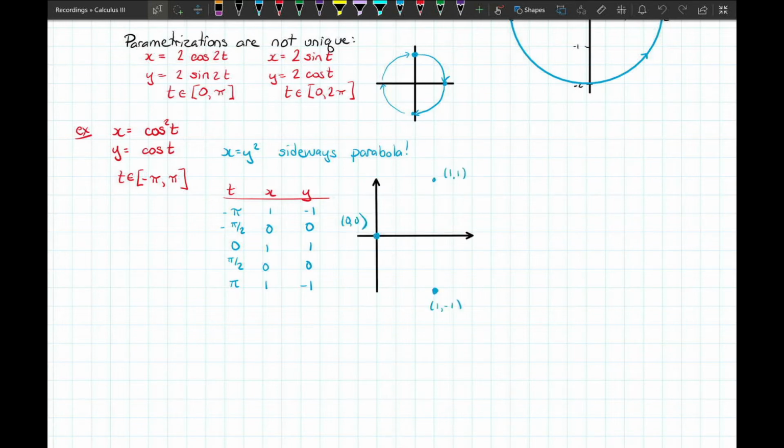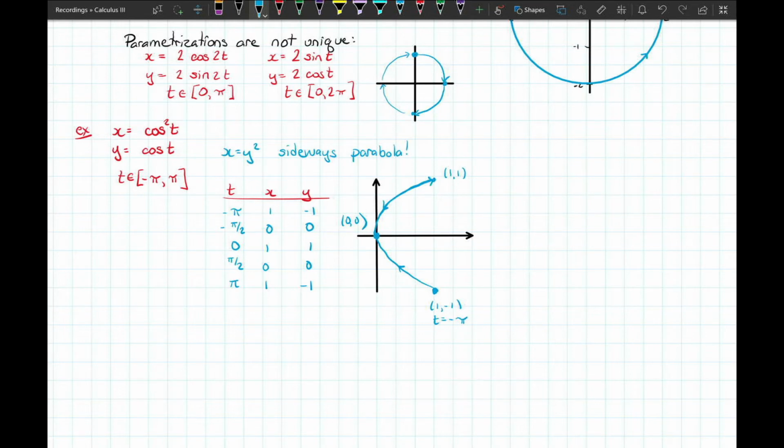This would imply that we're starting from 1, negative 1 when t is equal to negative pi. And we're going to be following the shape of a parabola to reach 0, 0 when t is equal to negative pi over 2. As we go from t equals negative pi over 2 to t equals 0, we follow the shape of the parabola and we reach the coordinate 1, 1. Unfortunately, we have to backtrack now because we are going to be increasing in t, but going back to the coordinate 0, 0 when t is equal to pi over 2. So we travel right back along the same path again in the opposite direction.